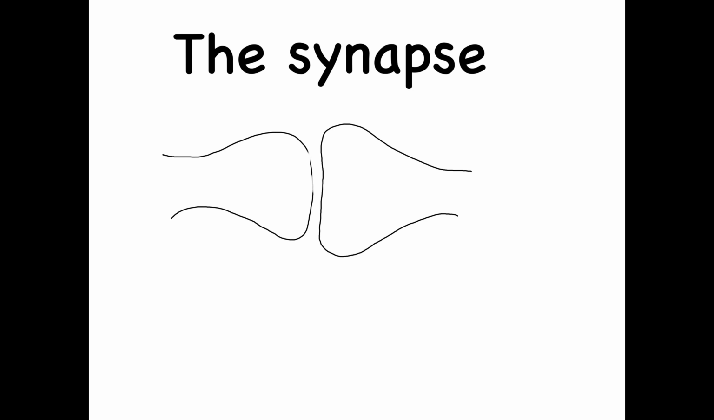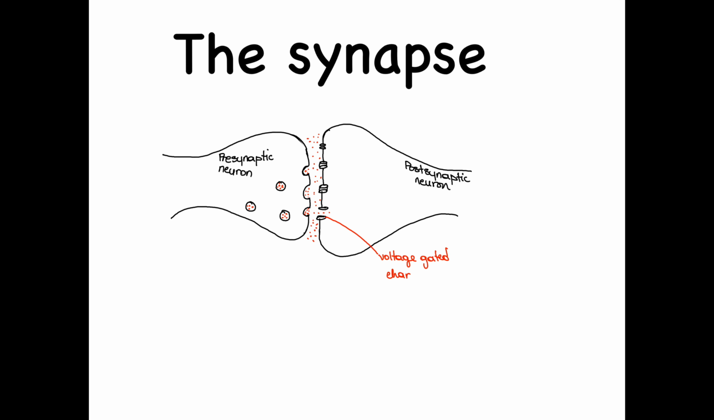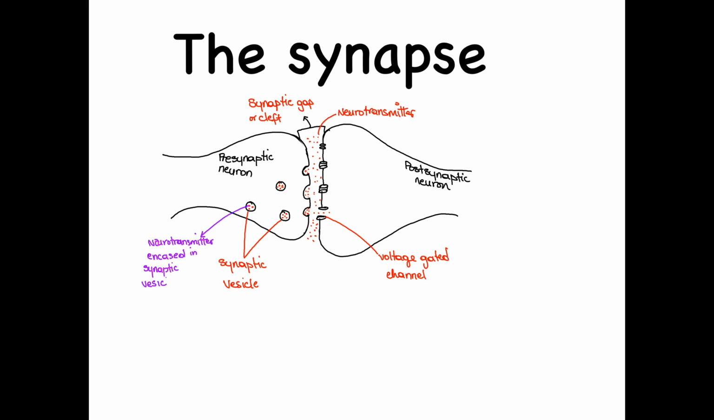Well, the synapse is a gap found between two neurons. I've included the voltage-gated channels, and between the two neurons, which is the synaptic cleft or gap, where the neurotransmitter, the chemical, is diffused. So the synaptic vesicle contains neurotransmitter, the chemical. So it's encased in there.